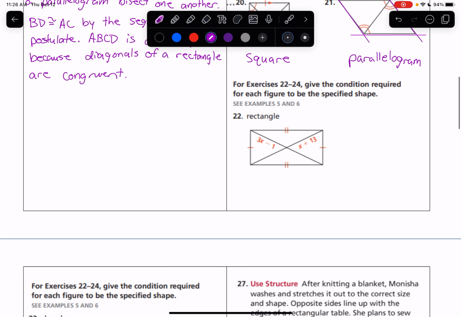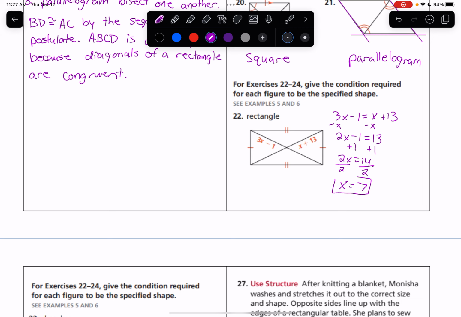Number 22, give the condition required for each figure to be the specified shape. Well, if we want this to be a rectangle, we want the diagonals to be congruent and the halves of the diagonals to be congruent. So that means that 3x minus 1 will equal x plus 13. We'll solve that. X equals 7. So the condition required for this to be a rectangle is that x is 7.